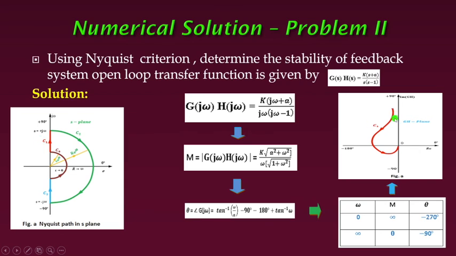Then draw the C1 path in the GH plane. The starting point has infinite magnitude, but the phase angle is minus 270. So this is minus 270 and the magnitude is considered infinity. The C1 path goes from minus 270 to minus 180, then to minus 90. This is the finishing point. The positive angle is increased, that means anti-clockwise movement. At this point the magnitude is 0.